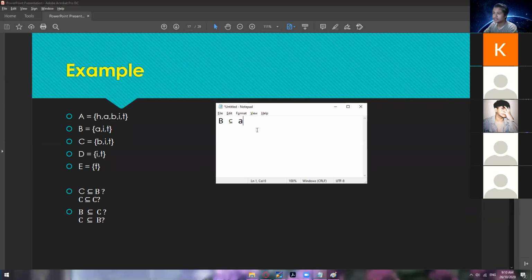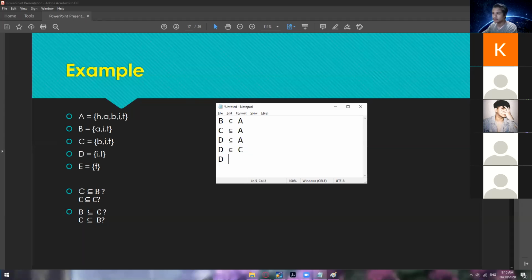Okay. So B is a subset of A. How about the others? Pwede rin ba nating sabihin C is a subset of A? Yes, sir. Pwede, sir. B is a subset of A. Pwede rin. Okay. How about B is a subset of C? Yes, sir. Pwede, sir. All right.